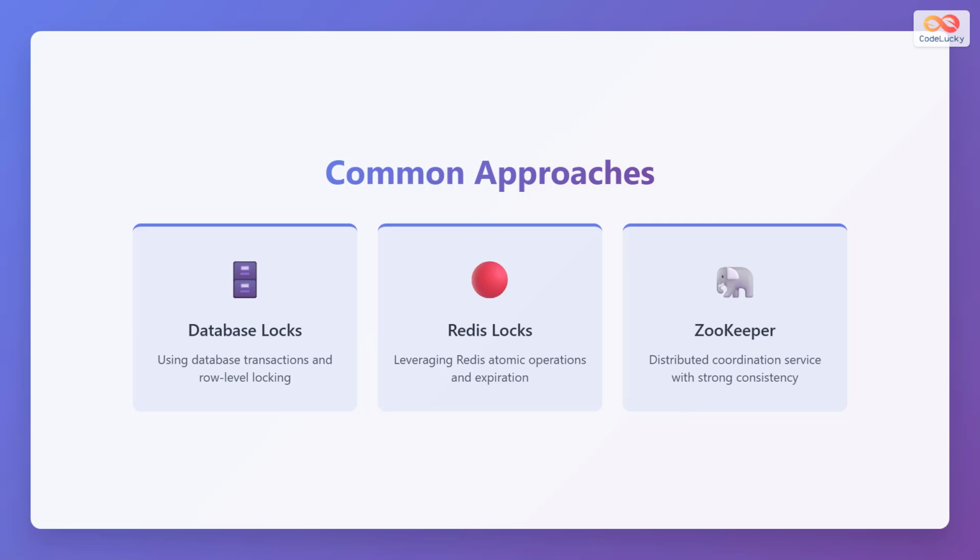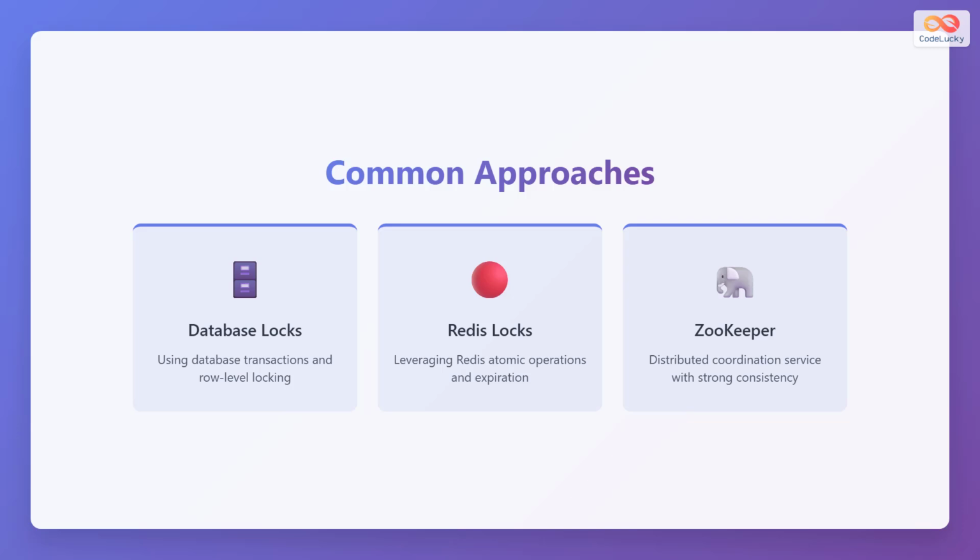Here are some common approaches to implement distributed locks. First, database locks, which means using database transactions and row-level locking. Second, Redis locks, which means leveraging Redis atomic operations and expiration. And third, ZooKeeper, which means a distributed coordination service with strong consistency.